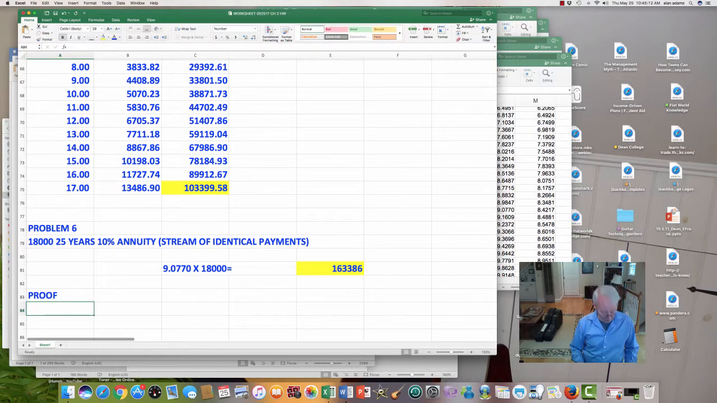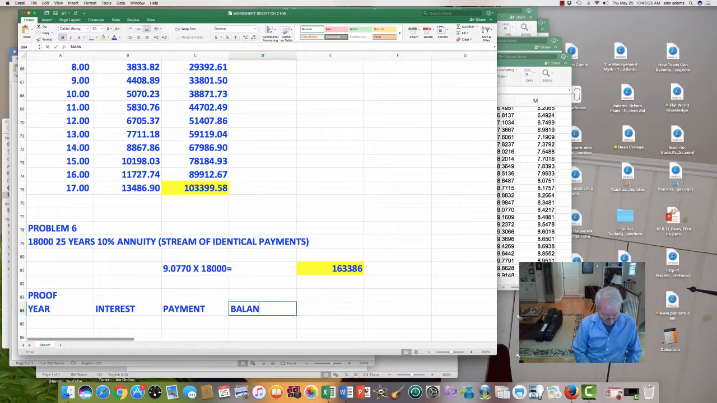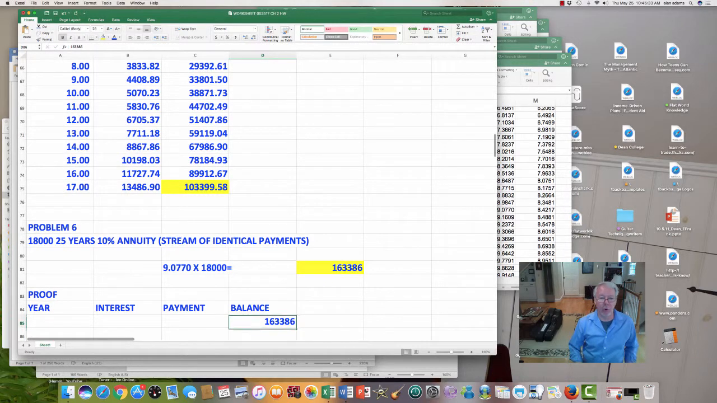Now, when you prove an annuity, you have to do things a little bit differently. Okay? You have your interest, but you will also have the amount of payment that you receive, and then you have the balance of the annuity. Watch how this works. All right? We've got 163,386 as what we believe is the present value.